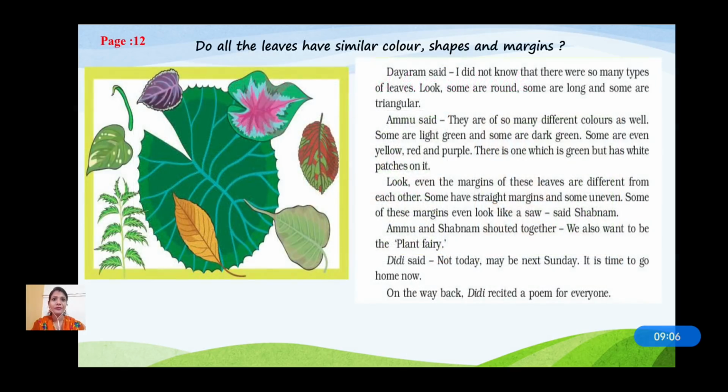Then next, now this is page number 12 from your textbook. Now plant fairy, we have seen about plant fairy, right? When she was talking, she was asking her friends, do all the leaves have similar color, shapes and margin? Then what did Dayaram say? Dayaram said, I did not know that there were so many types of leaves. Look, some are round, some are long and some are triangular.